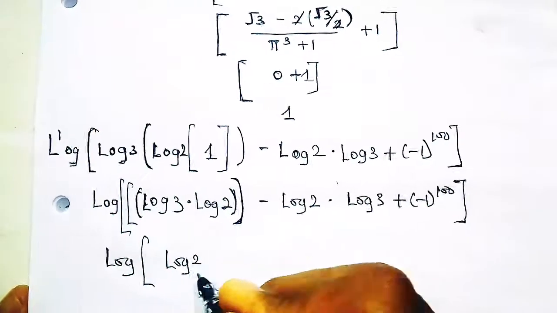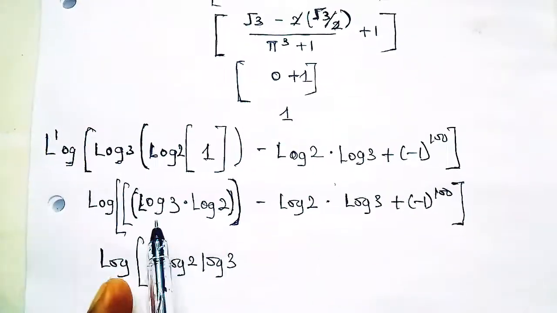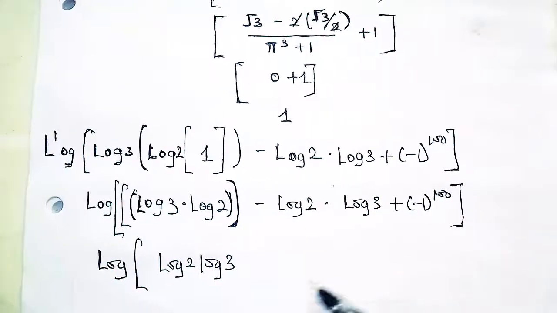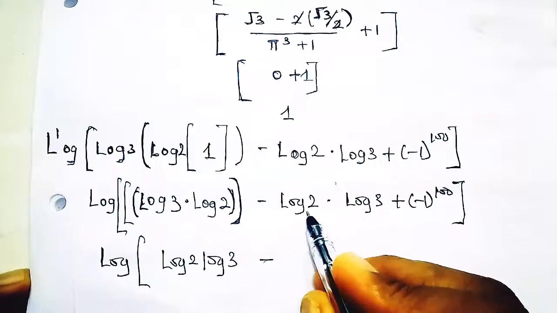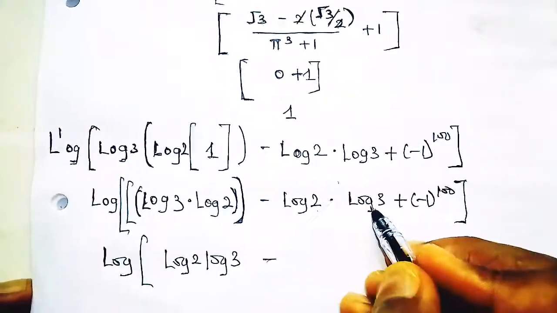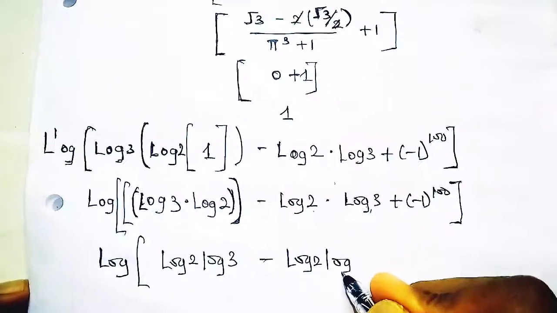So log 3 times log 2 is just simply log 2 and log 3, right? Or you can simply write log 3 log 2, or you can simply write log 2 log 3. So they're actually just the same thing. So minus log 2 times log 3. We also have log 2 and log 3 here also. So we're having log 2 log 3.